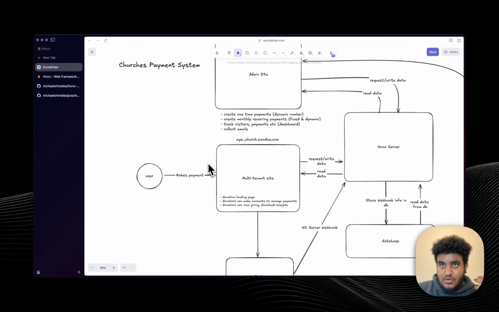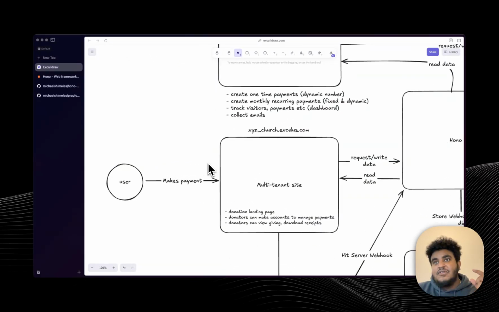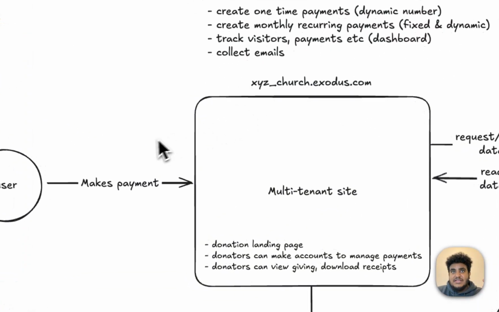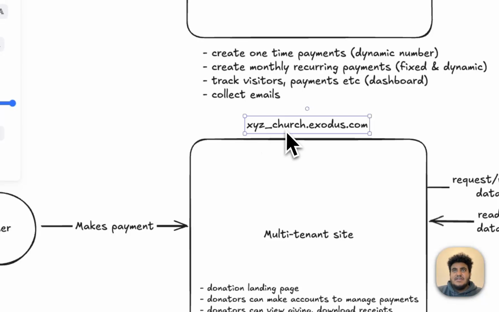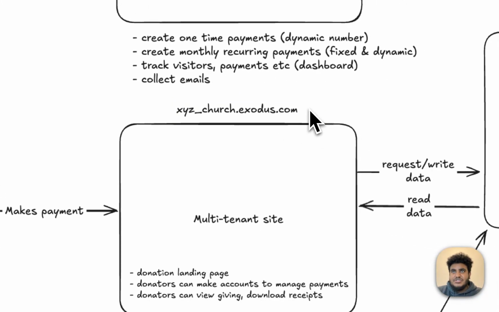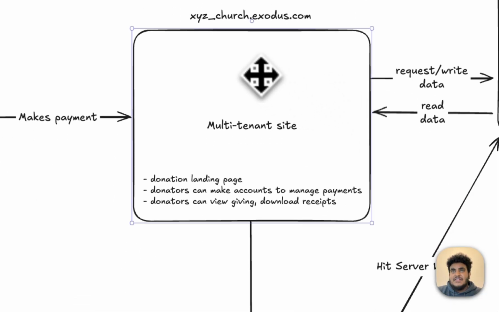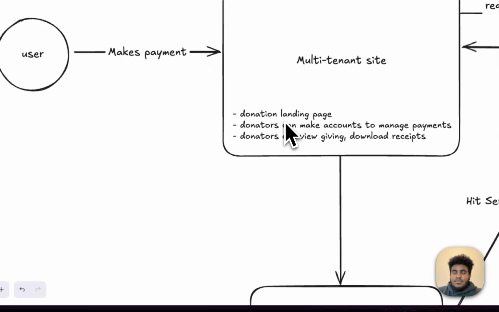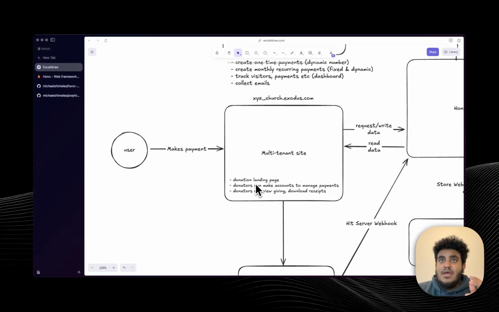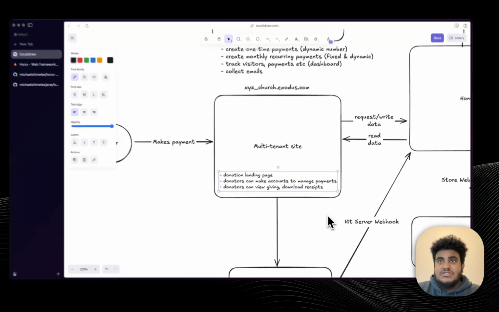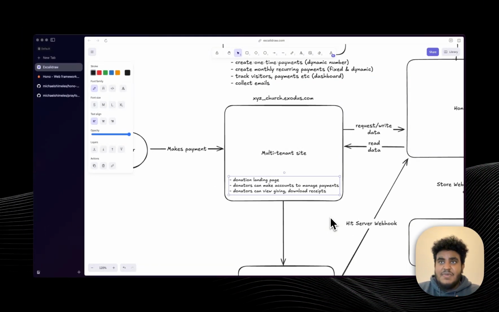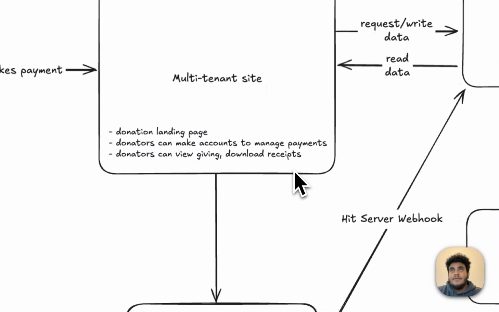It's a payment system. It's going to be using Stripe, and there's going to be two main things. There's going to be a multi-tenant site, and then there's going to be an admin site, right? So you can imagine xyz_church.exodus.com, just a random URL. On this multi-tenant site, it'll be a landing page where the church can set up their own custom templates, whatever. It's going to have the ability to make donations, manage your donations, manage your payments, download your receipts. So people who would be donating to your church would come on this site, right?